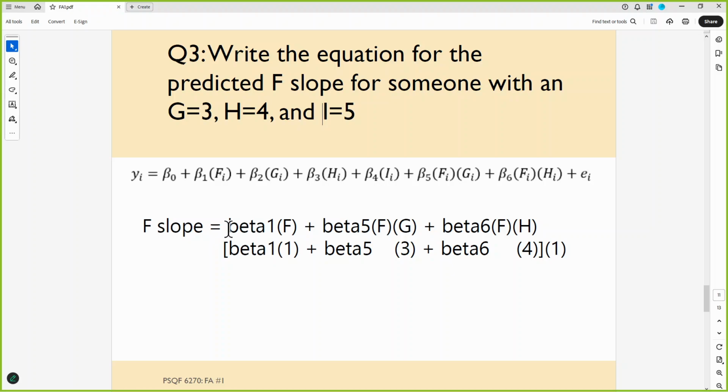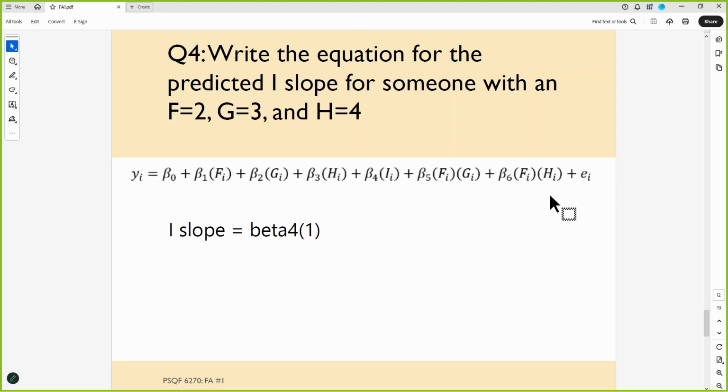So again, we select our betas here. For F, we have beta 1, beta 5, and beta 6. Then we factor out the F's. I did it here, but not here. That should be empty. You can fix the slides and send them back. Yes, that was my question. We don't need the ones. So here we have then the values for G and H.